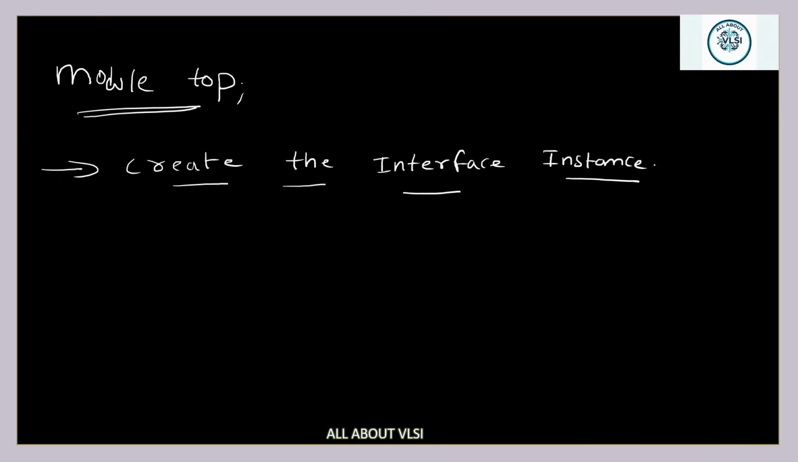So how to create your interface instance? It is simple. Just write down the interface name, in this example it is INF, followed by the interface handle. Let's say it is inf_top, followed by empty brackets. That's it. This is how you create your interface instance.